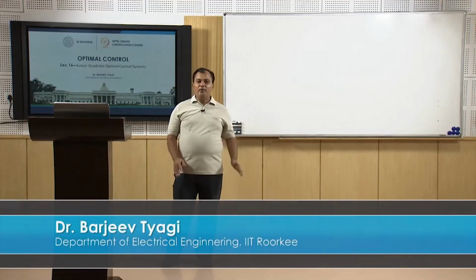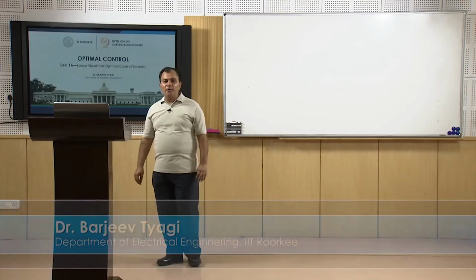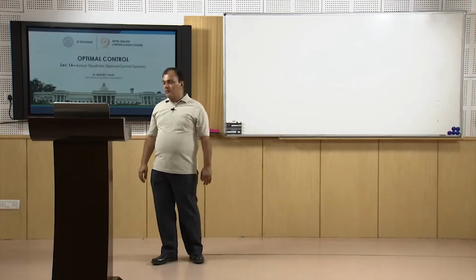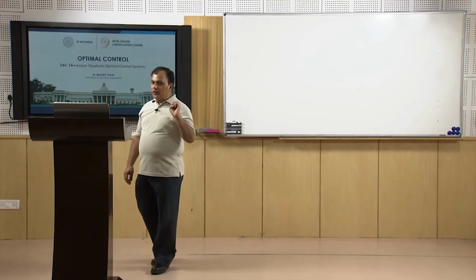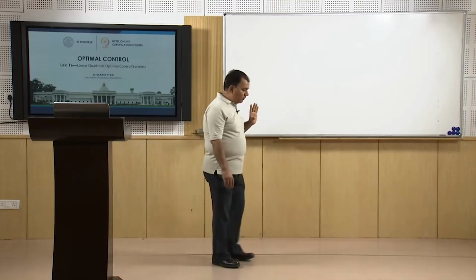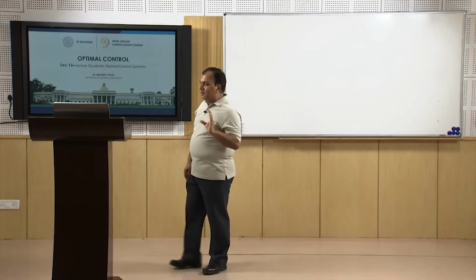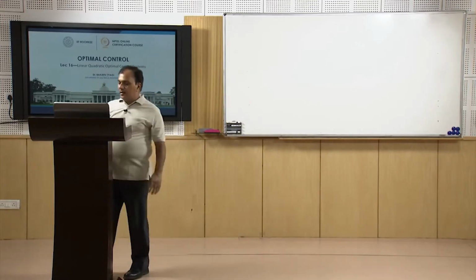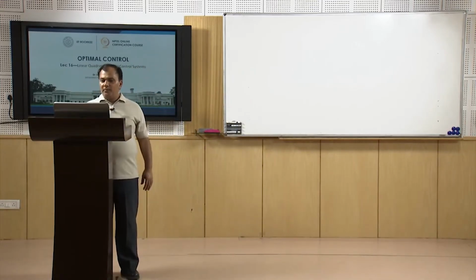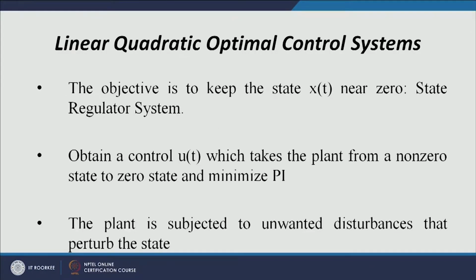In this lecture we will continue our previous lecture which was on the linear quadratic optimal control system problem. We are trying to find out the optimal control law for a linear quadratic regulator problem. In the linear quadratic regulator problem, we are given the system x dot equal to Ax plus Bu, y equal to Cx.